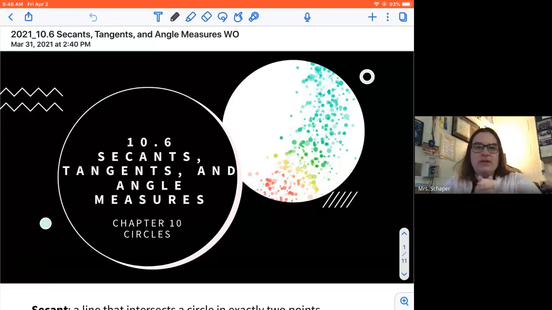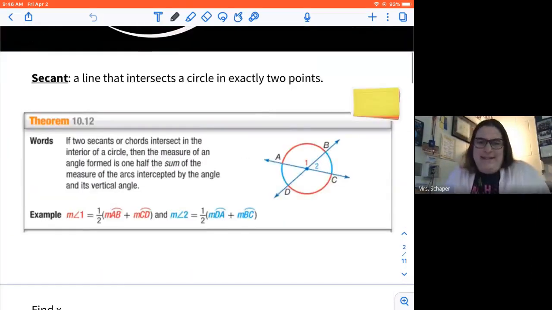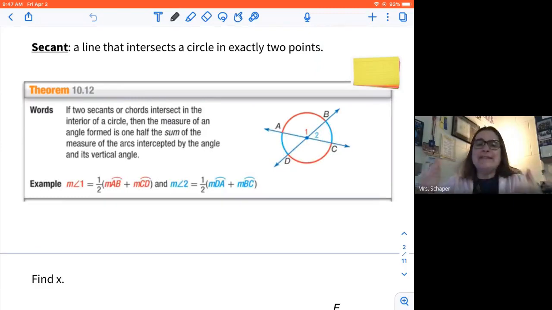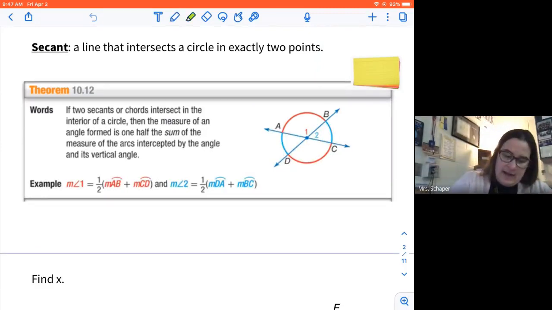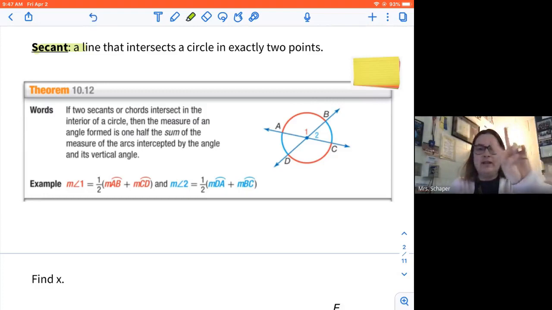Mathematicians, here we go. We're talking secants, tangents, angle measurements. We're going to pull this all together in Unit 6. So, what's a secant? A secant is a line that intersects a circle in exactly 2 points.